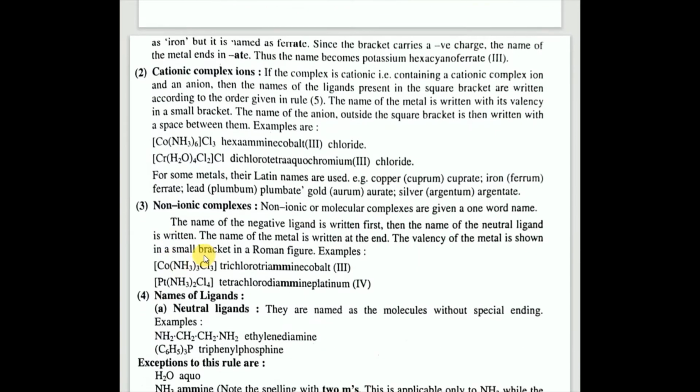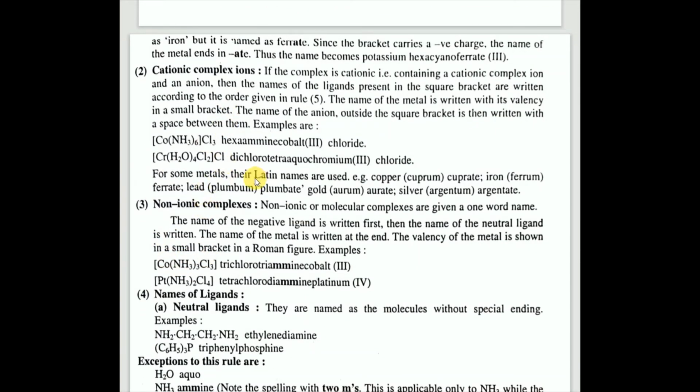So in this way, for some metals we can write their Latin names. Example, copper, its Latin name is cuprum, so we write cuprate. Iron metal is there, its Latin name is ferrum, we write ferrate. We join the suffix ate at the end of the Latin name of that metal. Then if the metal is lead, its name is plumbum, we write plumbate. Metal is gold, its Latin name is aurum, we write aurate. Metal is silver, its Latin name is argentum, we write argentate.